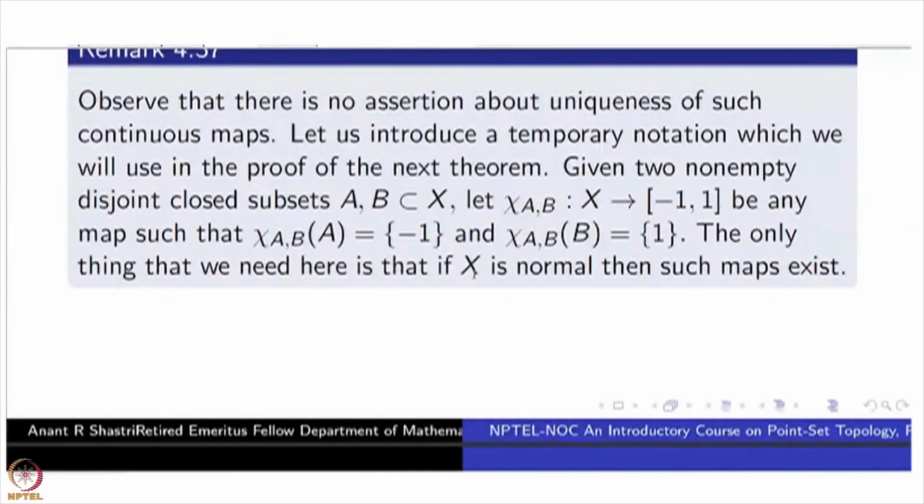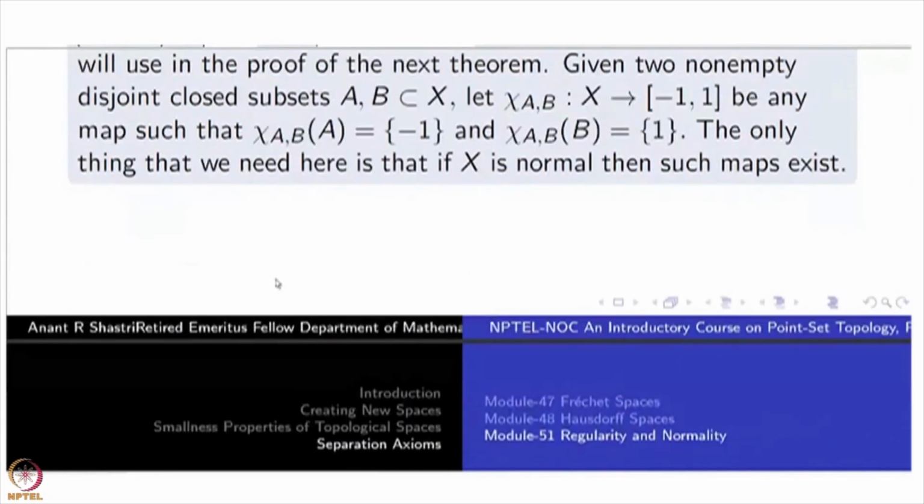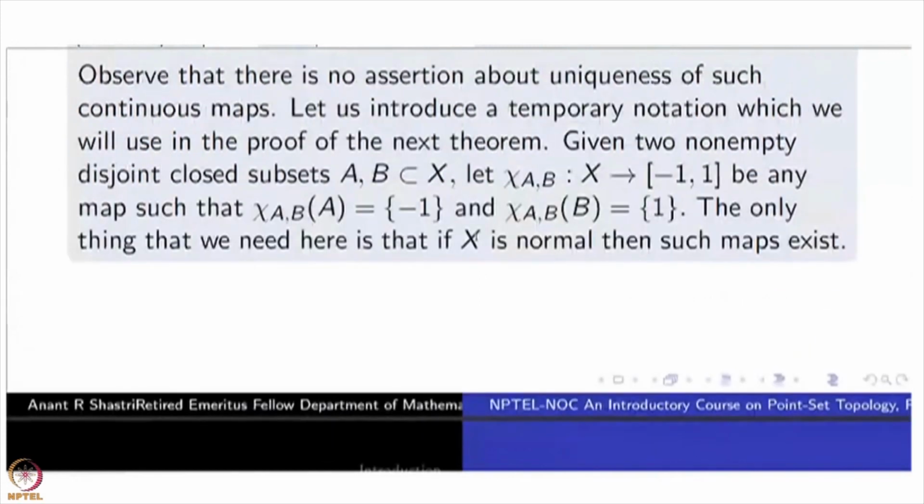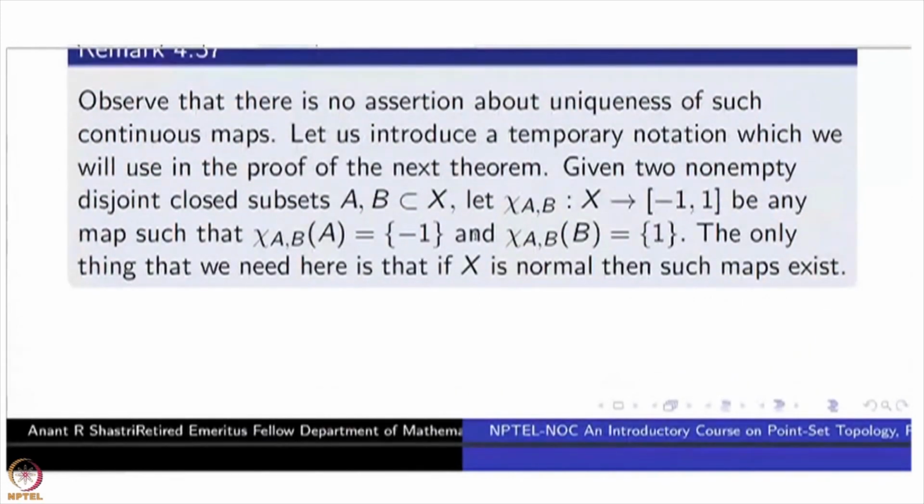There is no assertion about the uniqueness of the continuous maps. In the UC, there exists some continuous function. There may be plenty of them. There are lots and lots of functions. The difficulty was showing that there exists one. After that, you can cook up many, many of them.